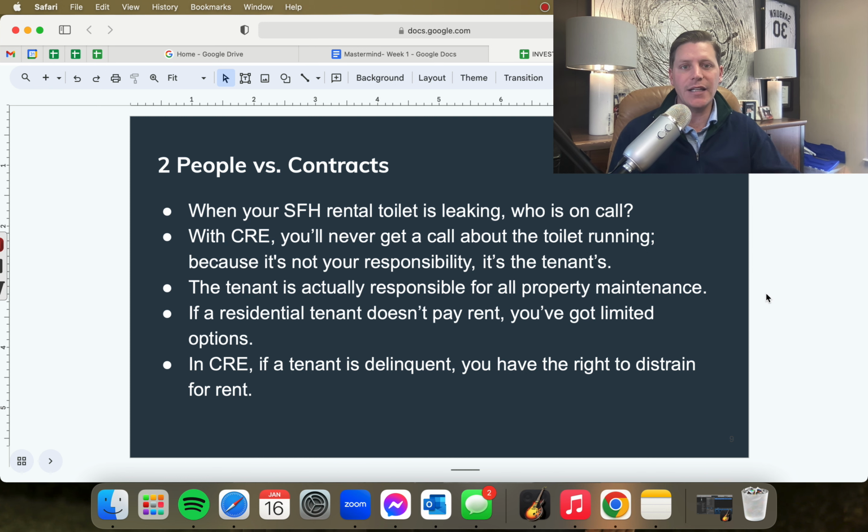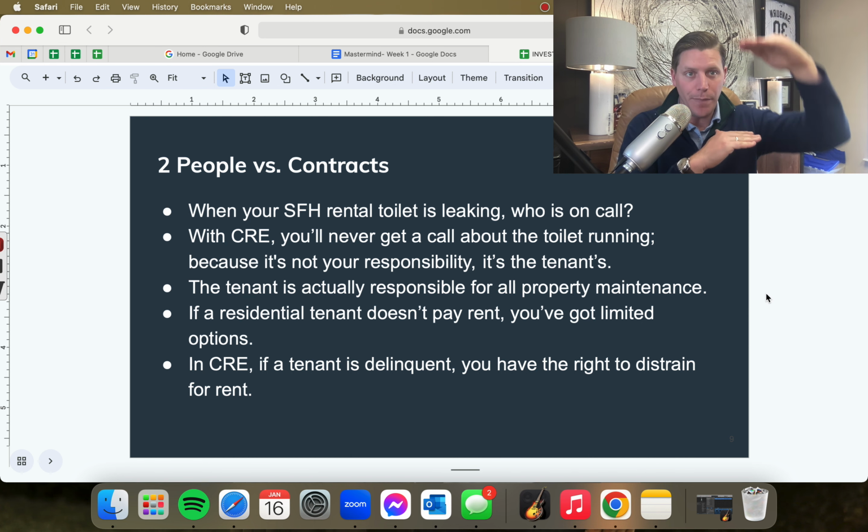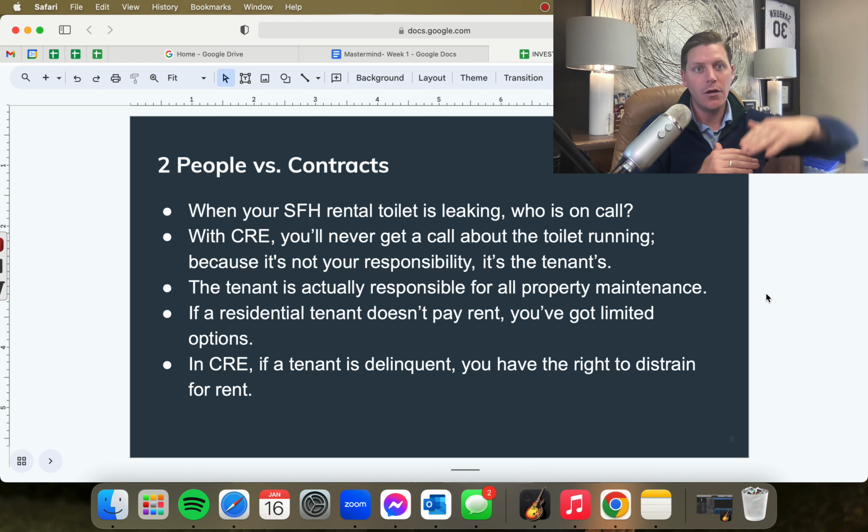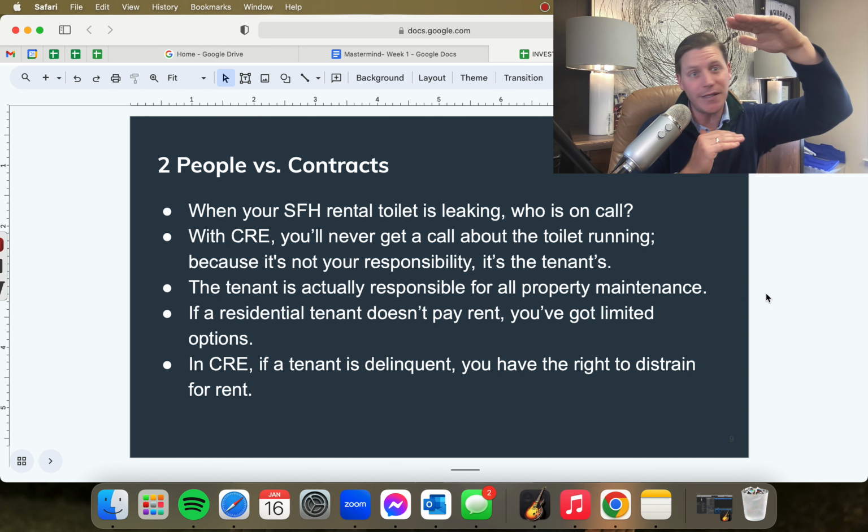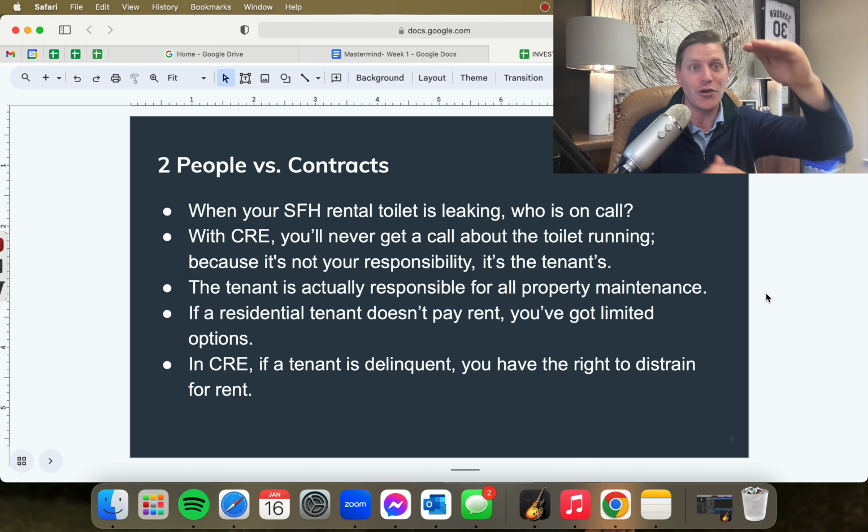So the tenant is responsible for all property management. Again, in the lease with triple net leases, we'll explain this, but the tenant is responsible for all the maintenance. Residential leases are gross leases. Think about it this way: a gross lease has gross income, you pay all the expenses, and then you net. In triple net leases, you have your gross income, there are no expenses, so that's your net income.